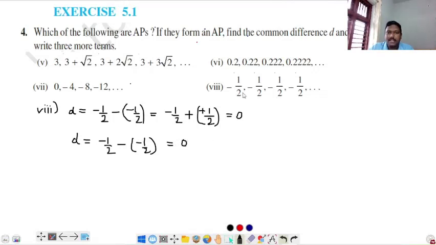So this forms an AP, and the next three terms we want to find, that is A5, A6, A7. A5 will be minus 1 by 2, because all the terms are equal and the common difference is 0. 0 is being added to every number. So A6 is also minus 1 by 2 and A7 is also minus 1 by 2. So all the terms are equal here.